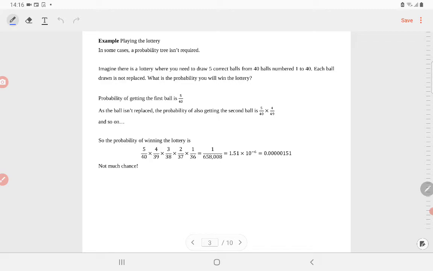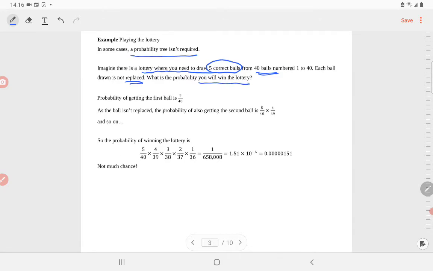Okay, so in this example, in some cases you don't actually need the probability tree. Imagine there's a lottery where you need to get 5 correct balls from 40, numbered 1 to 40. Each ball drawn is not put back. What is the probability you will win the lottery?